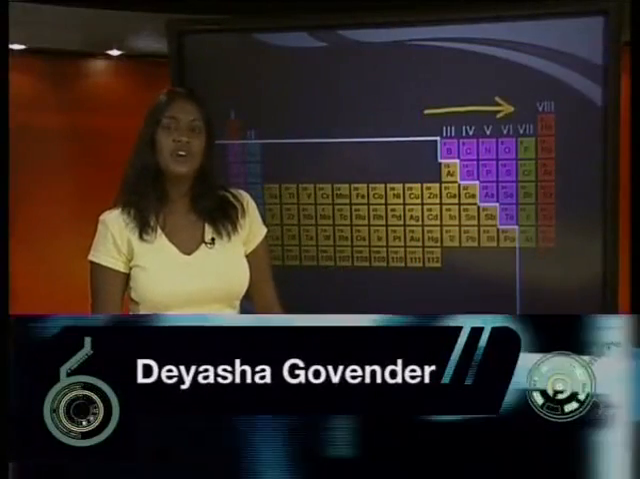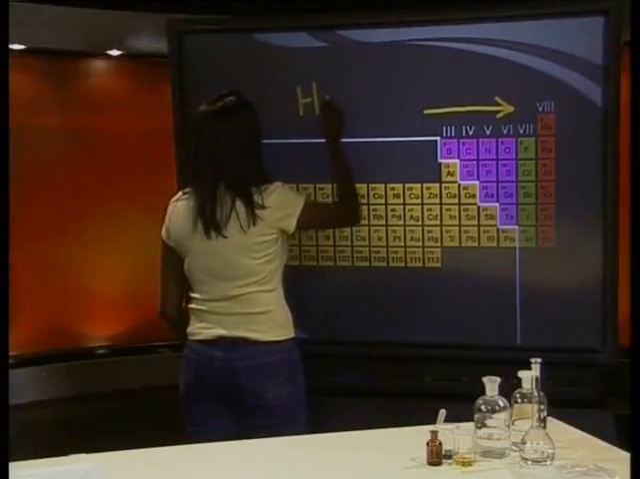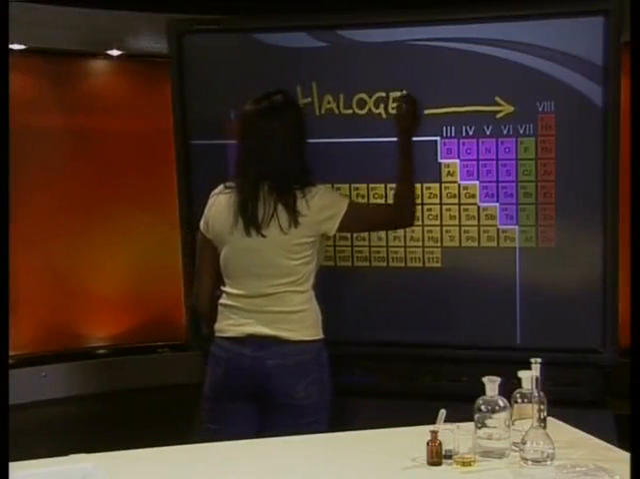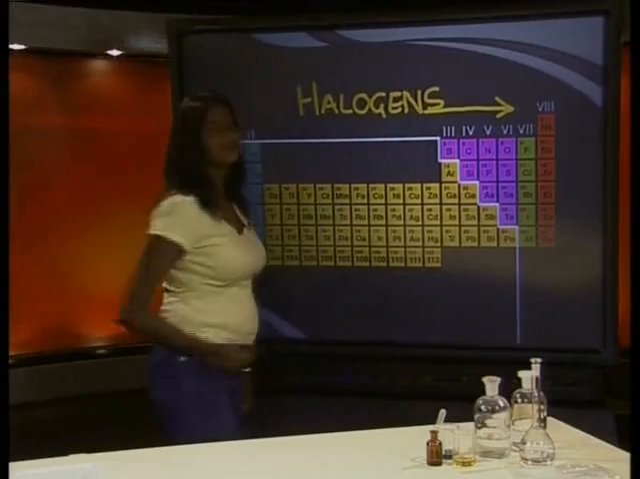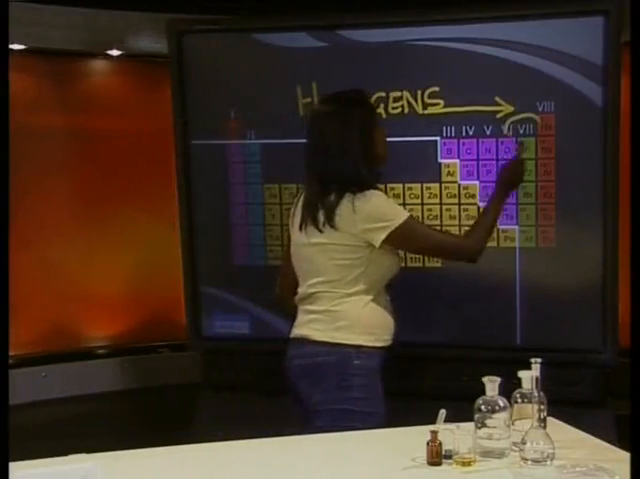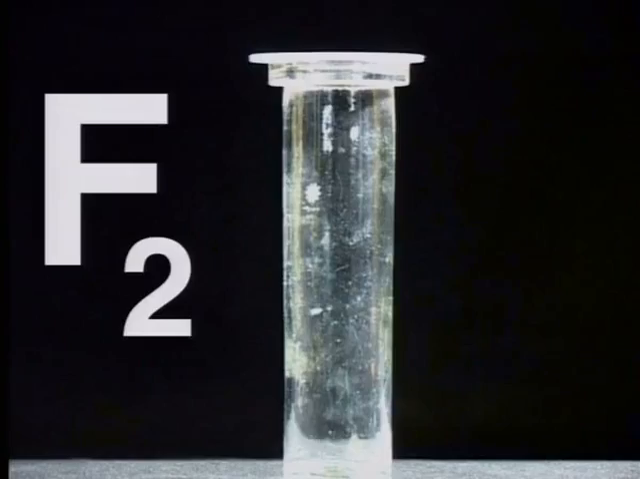Today, we are going to focus our experiments on one specific group of nonmetals. The halogens that we find here in group 7 of the periodic table. Let's recap what halogens look like at room temperature.